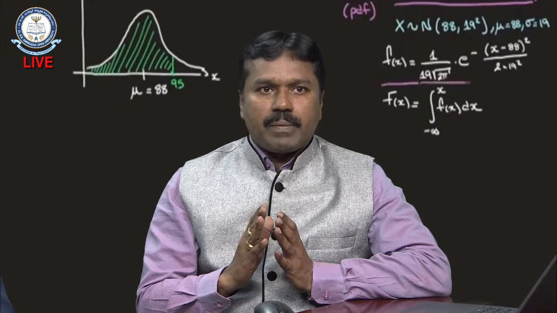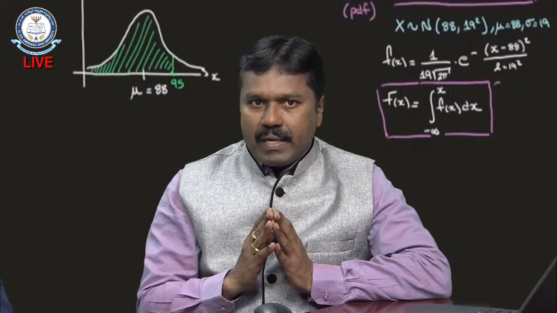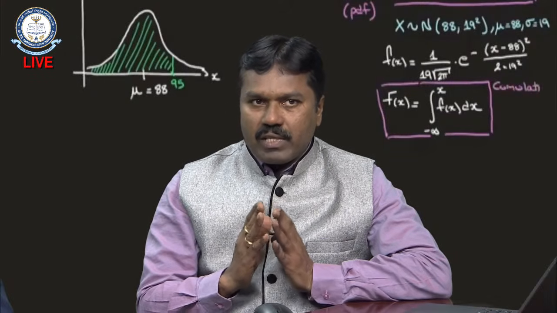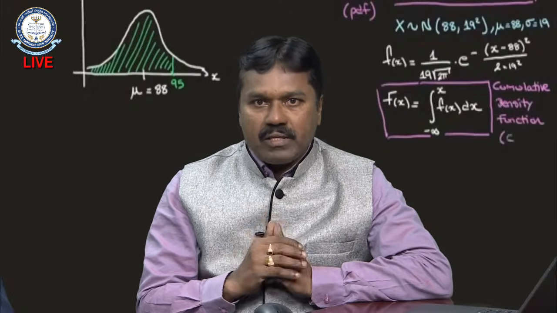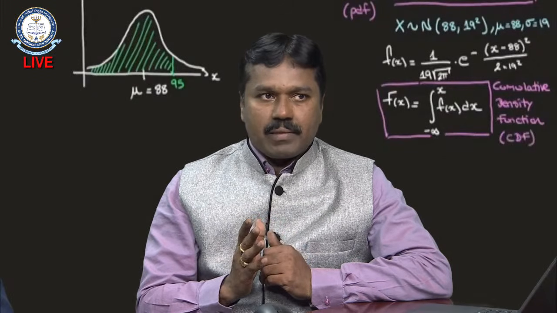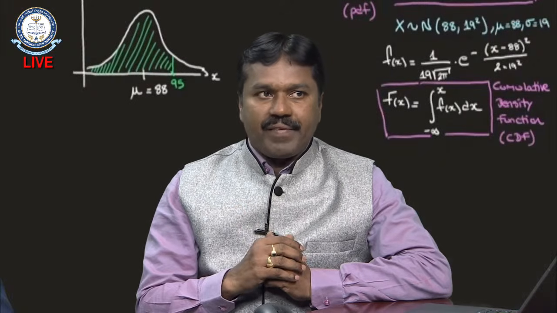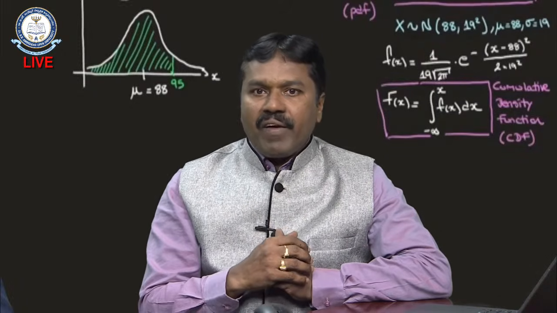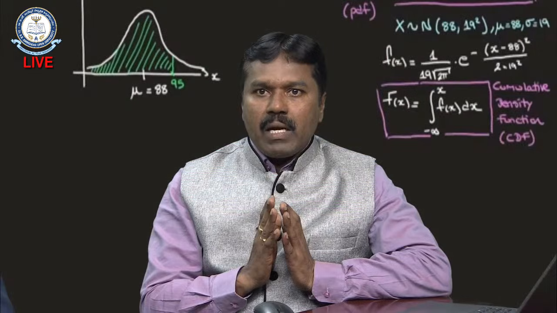Normal distribution is one of the continuous distributions. What is the normal distribution actually? A continuous random variable x is said to have a normal distribution with parameters mu and sigma square if its probability density function, simply represented by PDF, is given by f(x) = 1/(sigma root(2 pi)) e^(-1/2 ((x - mu)/sigma)^2). This is the probability density function of the normal distribution.